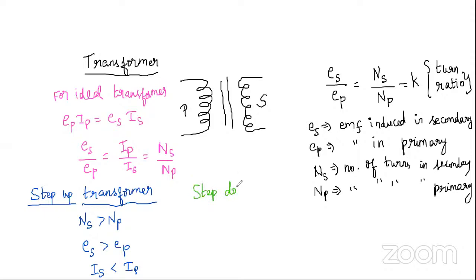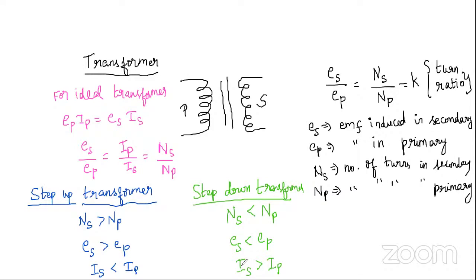So step down transformer. For a step down transformer, all the equations are reversed. Here the number of turns in the primary coil is greater. That means Ns is lesser than Np. So due to that, what happens? Es is lesser than Ep, and Is is greater than Ip. So these are the equations for primary and secondary transformers.